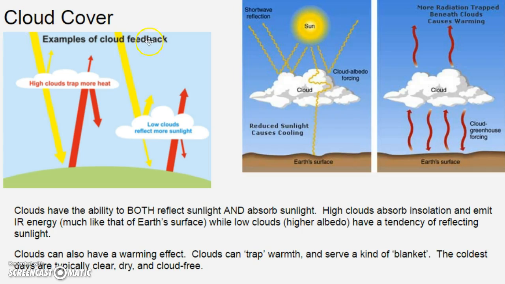Cloud cover. Examples of cloud feedback. High clouds trap more heat. Low clouds reflect more sunlight. Clouds have the ability to both reflect sunlight and absorb sunlight. So high clouds absorb insolation and emit infrared energy, much like that of the Earth's surface, while low clouds have a tendency of reflecting sunlight.